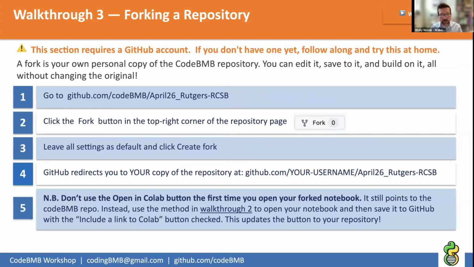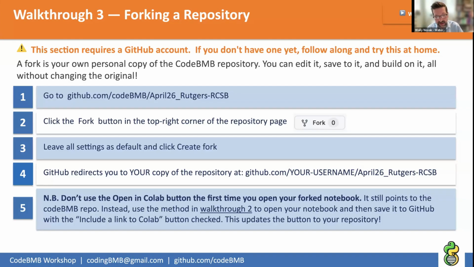A fork is your own personal copy of a repository. It lives in your own GitHub account. You can edit it, add to it, personalize it in whatever way you see fit, save your own notebooks, and none of that will affect the original CodeBMB repository, which is really great. You can do with it whatever you want. And so here are the instructions, and then we're going to go through it together.